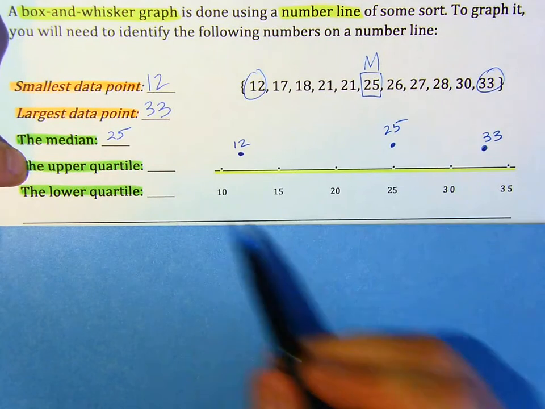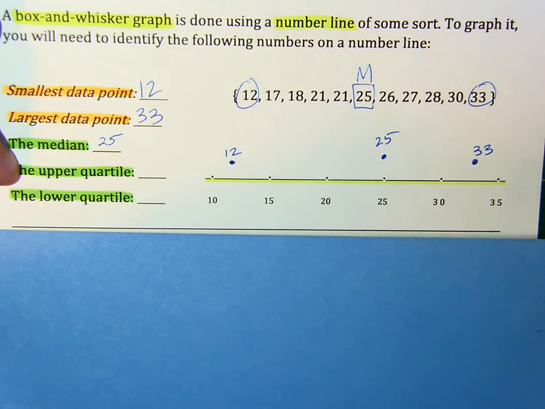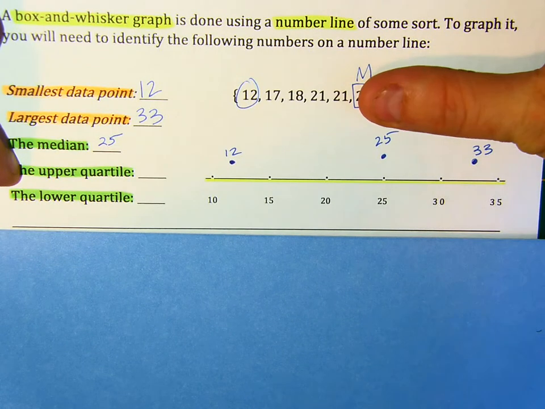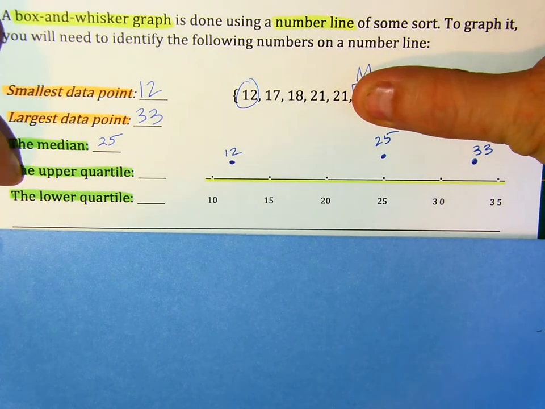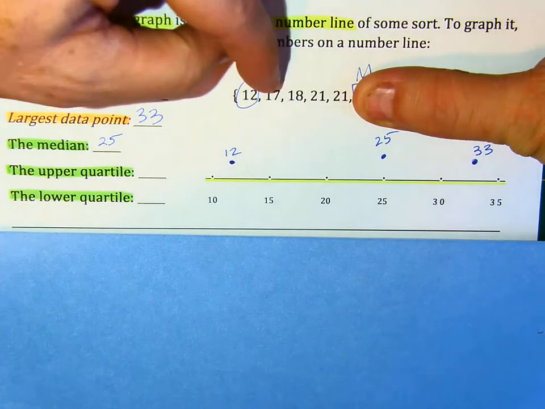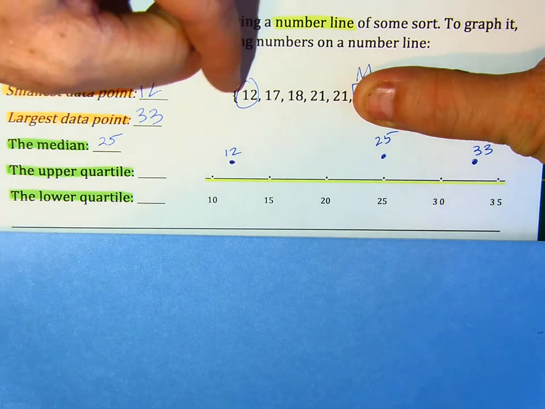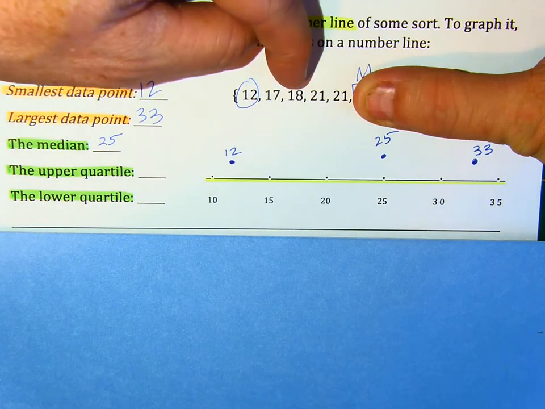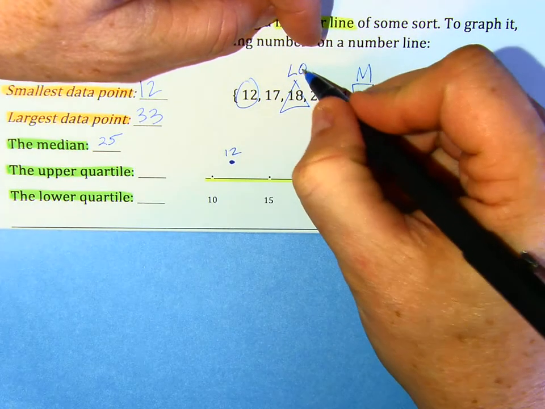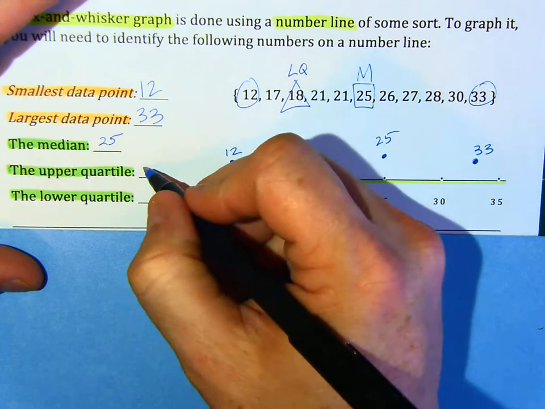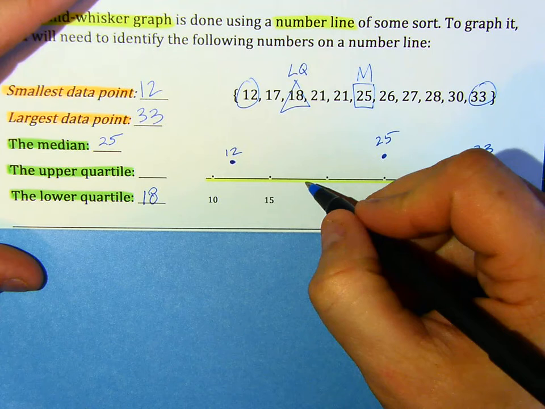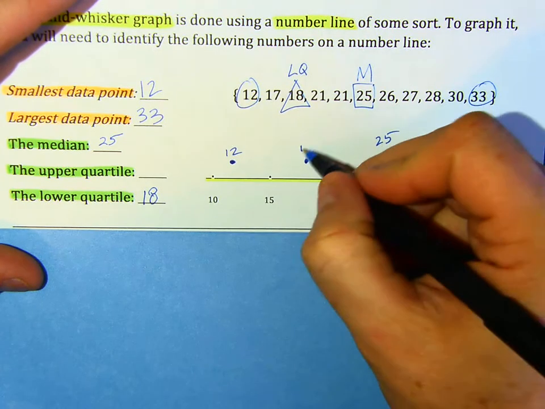Now, I'll write this down. The lower quartile. Now the easiest way to do this is to cover up, I use my thumb here, I'm going to cover up the median and all of the numbers above it so that you can't see them. All I'm looking at is the bottom half. There are 1, 2, 3, 4, 5 scores, so the one in the middle is the 18. So the 18 becomes my lower quartile. Lower quartile is 18, so that would be about right here.